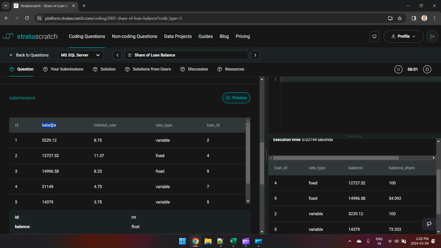We shall start off with the input table. The input table looks like this. It has a unique ID column, a balance column which shows how much the balance of each loan is, the interest rate column which mentions the interest charged for the balance, and then a rate type column which specifies whether the interest rate is fixed or it can vary with time. And then we have a loan ID column which uniquely identifies each loan.